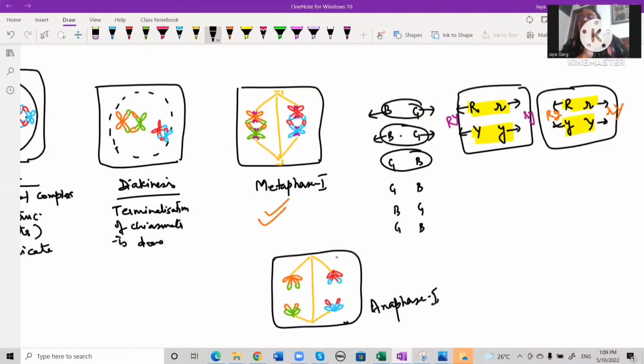But if separation does not occur, what will I say? Non-disjunction, right? You have studied in the genetics chapter, Down syndrome. Down syndrome is because of the non-disjunction of homologous chromosomes. Homologous chromosomes fail to separate.